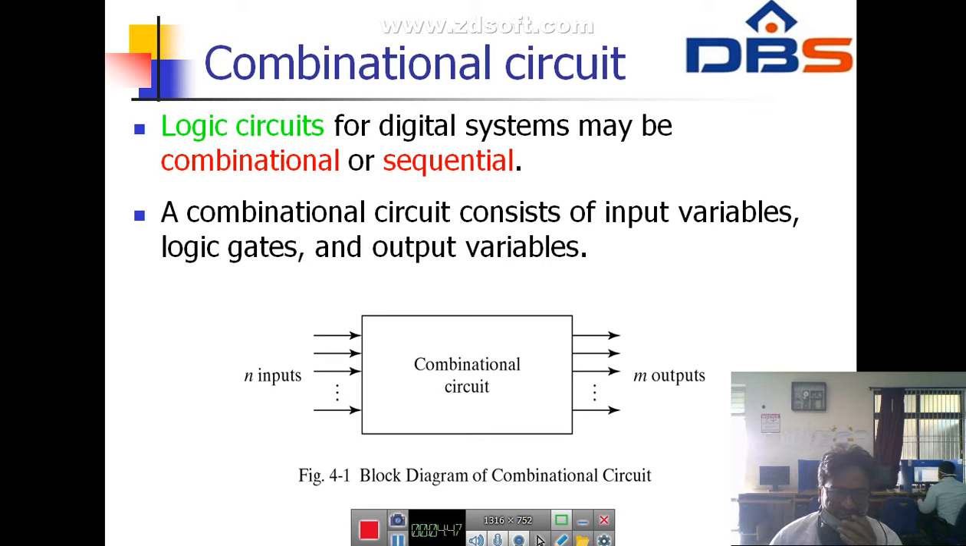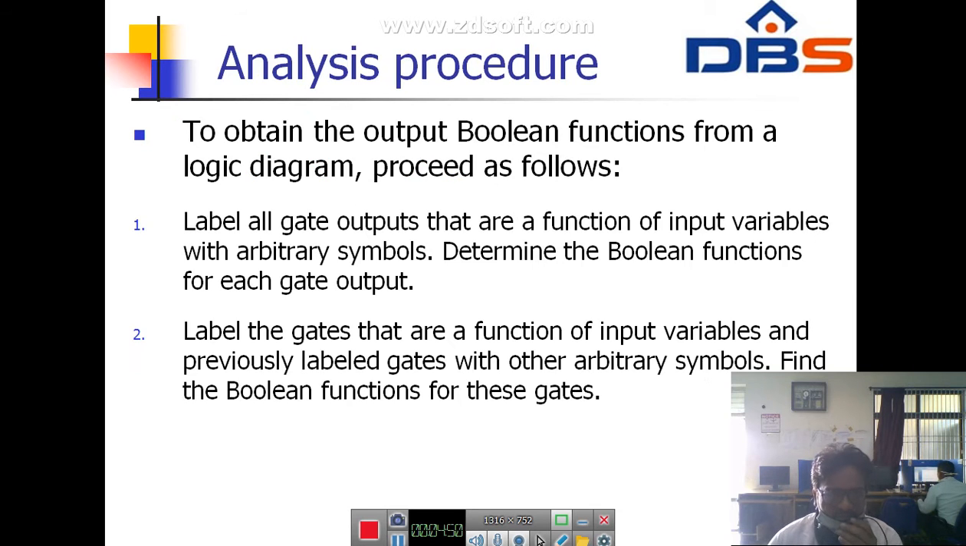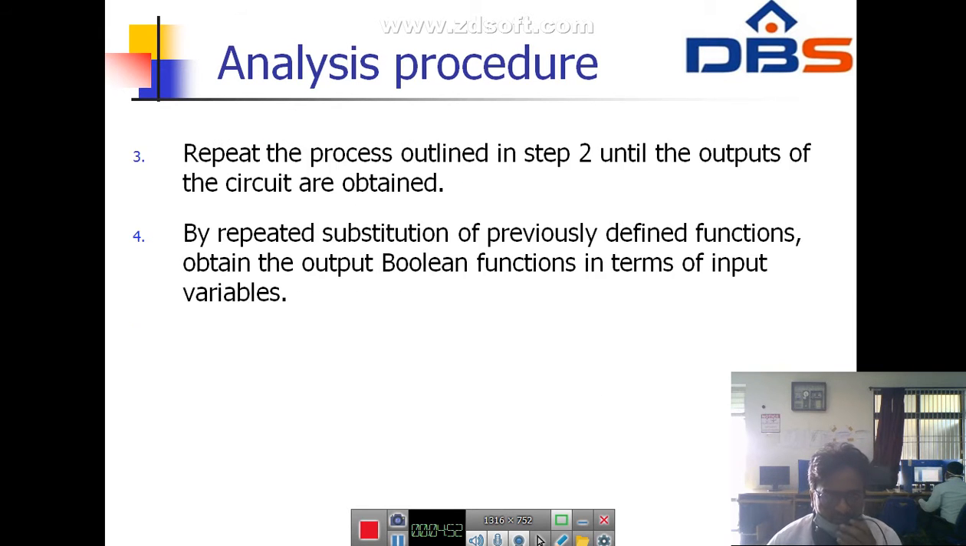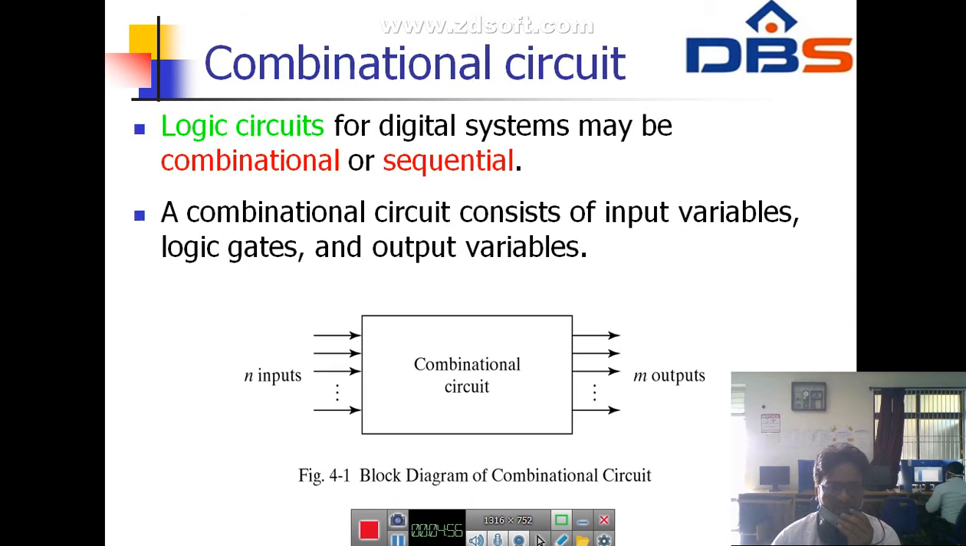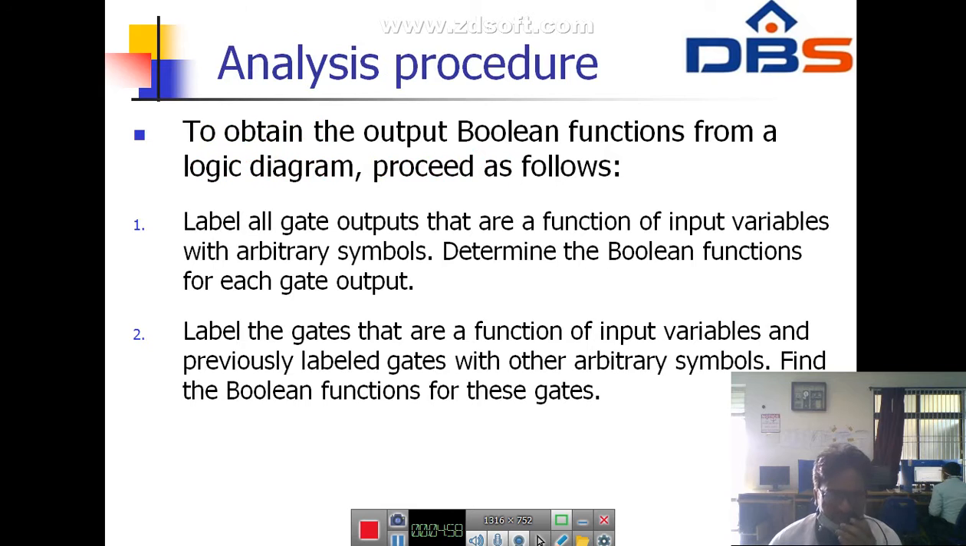Basically, this will follow some analysis procedure to obtain the output Boolean functions from a logic diagram. We have to follow these steps.